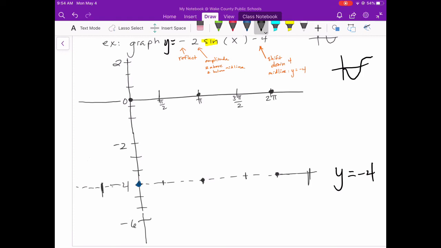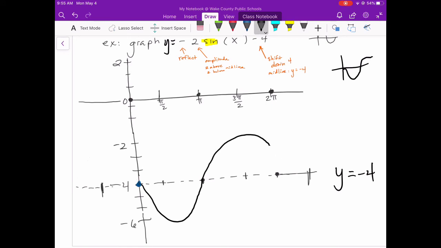Remember that I'm only going to do this over one period, only one lap around the circle, so that's 0 to 360, or 0 to 2 pi if you're doing it in radians. So I'm going to go, in this case, because I reflected, I'm going down first, and then I'm going to come back up to -2, and then back.